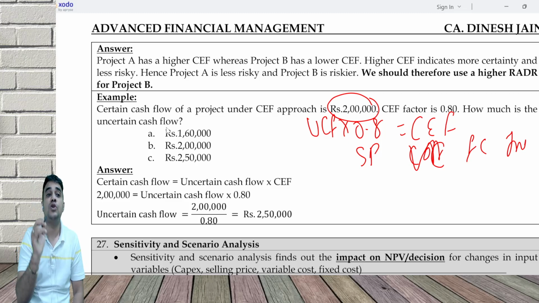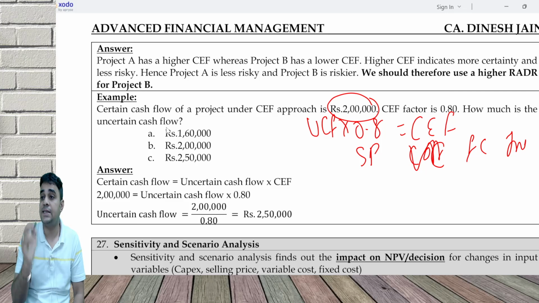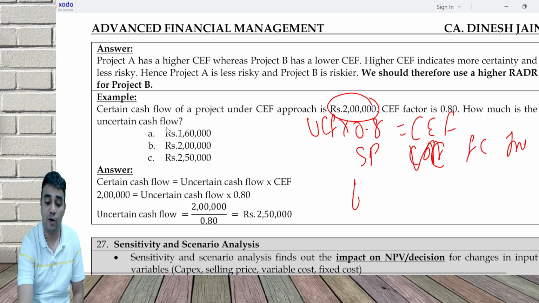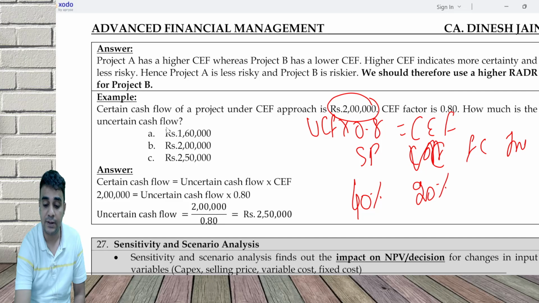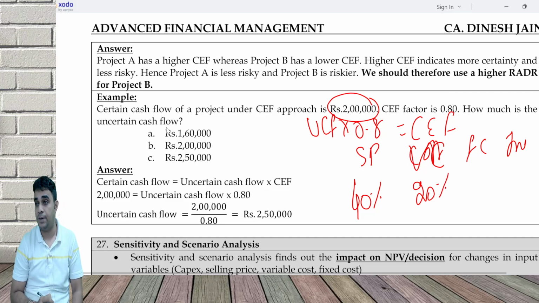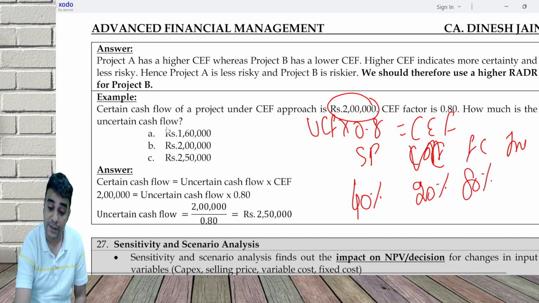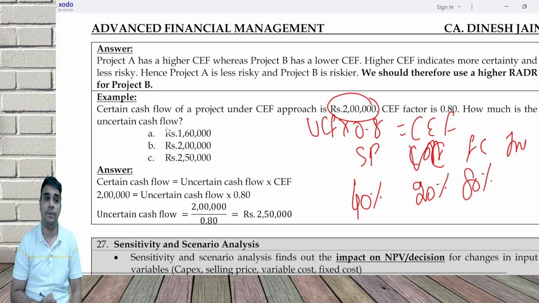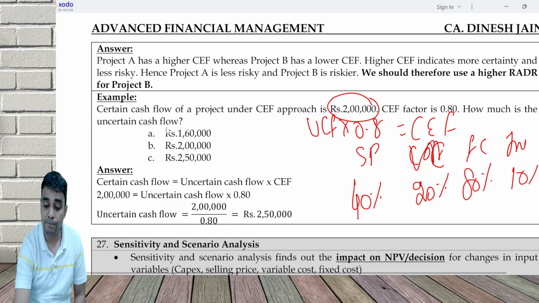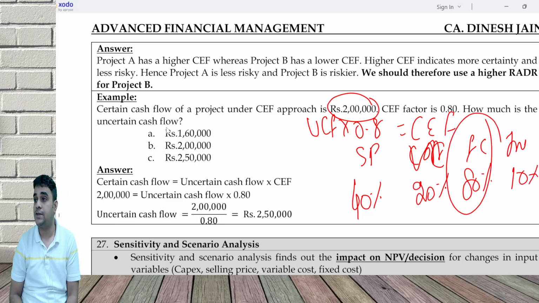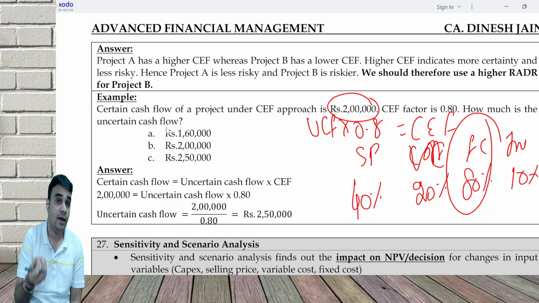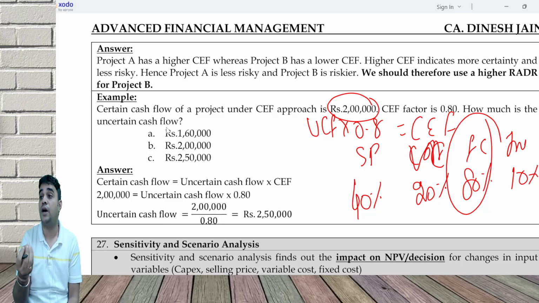I change each of them by 5%. When I change selling price by 5%, my NPV went down by 40%. When I increased variable cost by 5%, my NPV went down by 20%. When I increased fixed cost by 5%, my NPV went down by 80%. And when I changed my initial outlay by 5%, my NPV changed by 10%. This is the most problematic for me. Because if fixed cost changes only by 5%, NPV will change by 80%. So I need to have a lot of control on fixed cost.